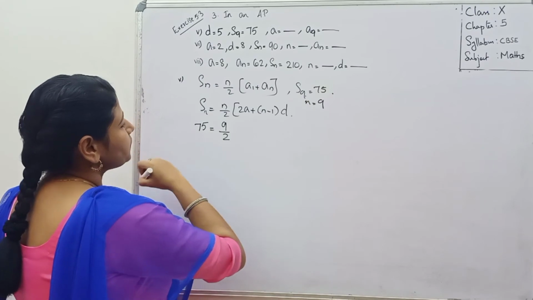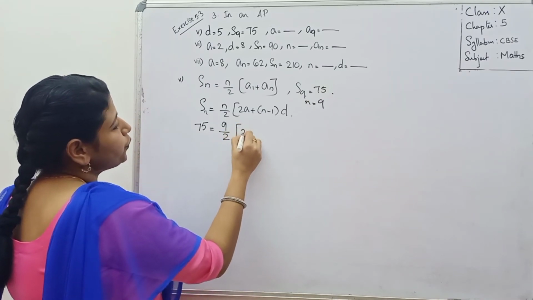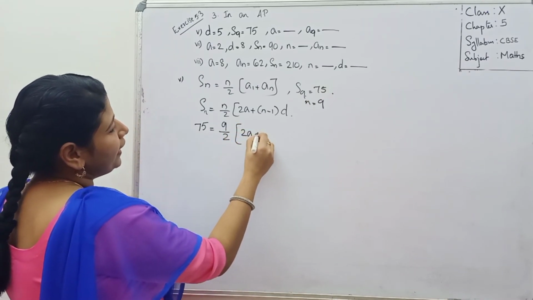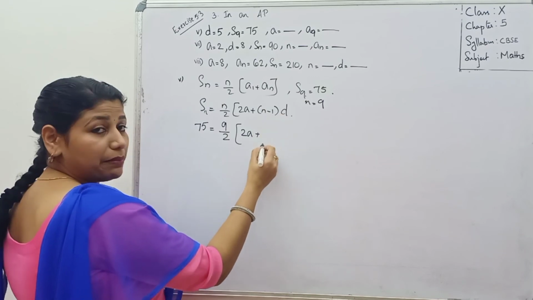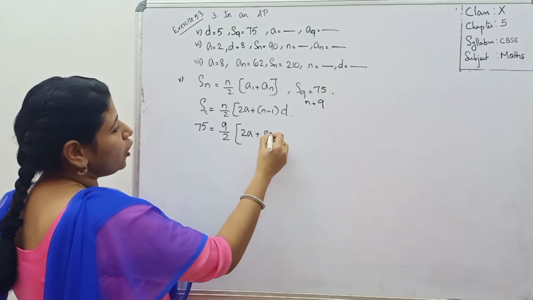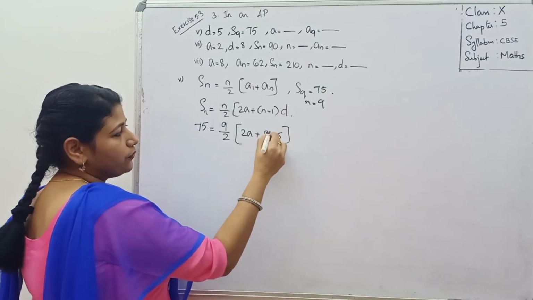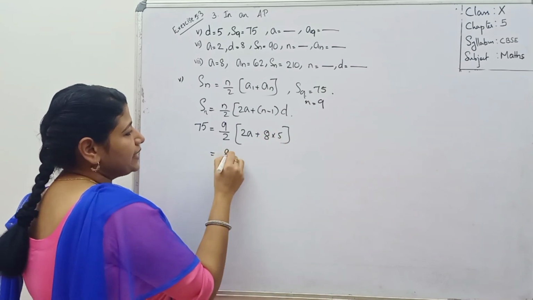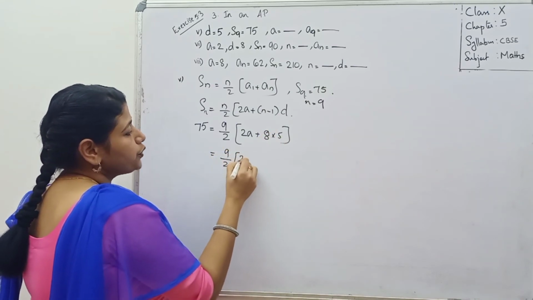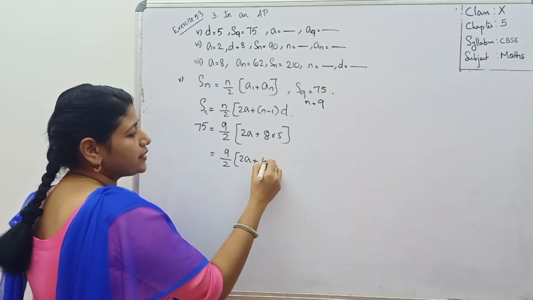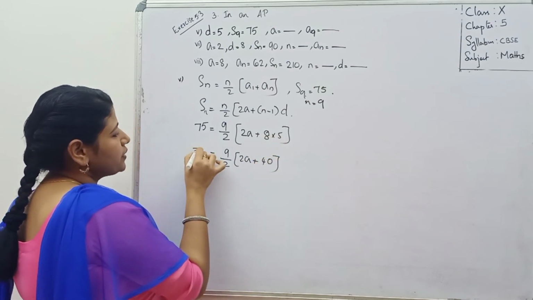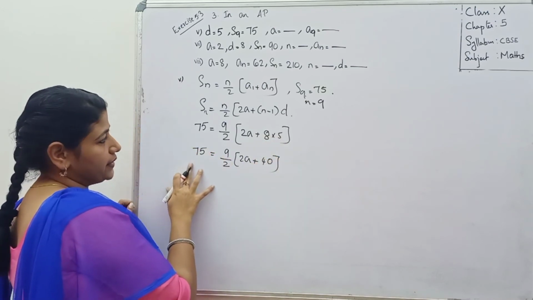n is 9. Into 2 into a. a is not given. n is 9. So n minus 1. 9 minus 1 is 8. And the common difference is 5. So you can substitute 5 here. Now you will get 9 by 2 into 2a plus 8 into 5 is 40, which is equal to 75. Okay, 75 is the answer.